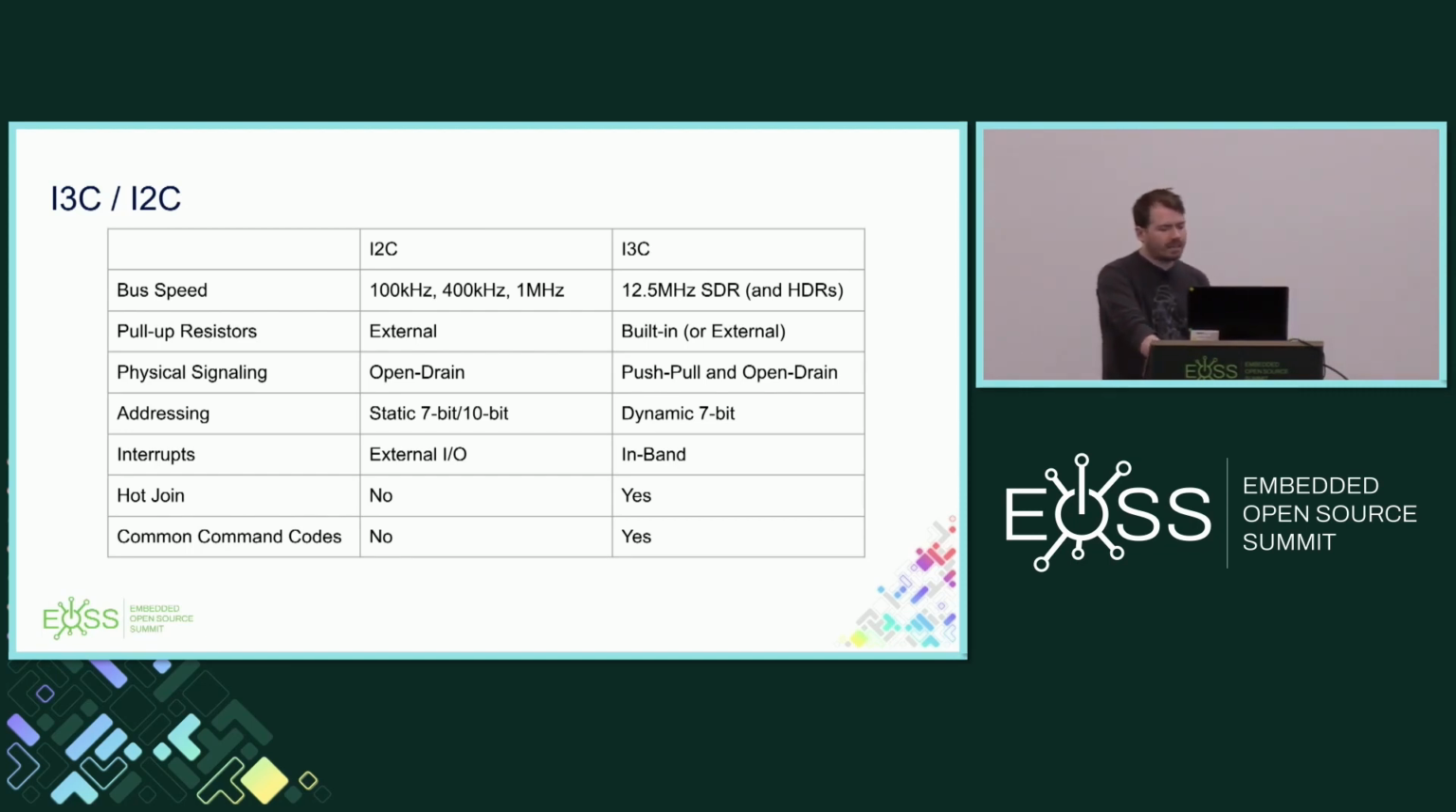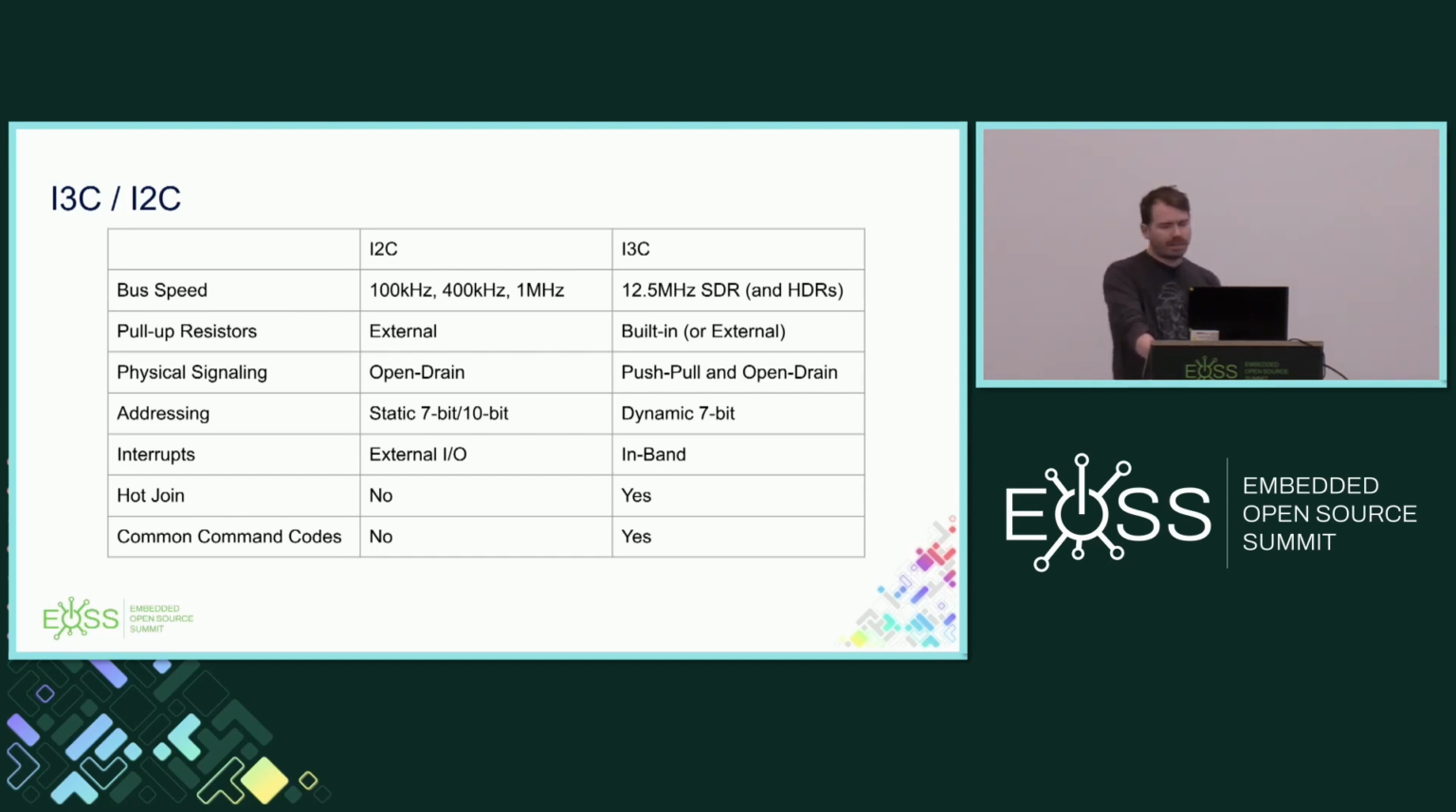For I2C, typically the pull-up resistors are external. For I3C, typically they're built into the pad of the controller. Physical signaling, along with the higher speed that I3C uses, does require it to be in a push-pull mode when possible. And addressing: I2C has static addressing. In I3C, the addresses are a bit more dynamic, where they are assigned upon initialization.